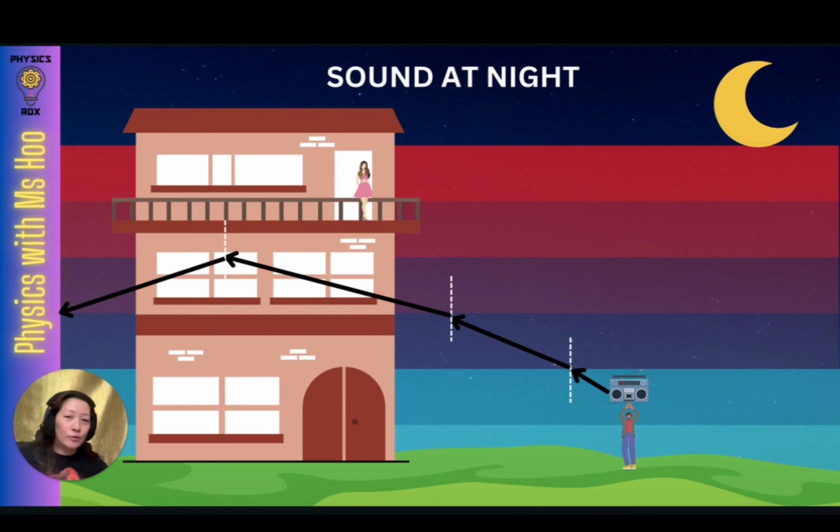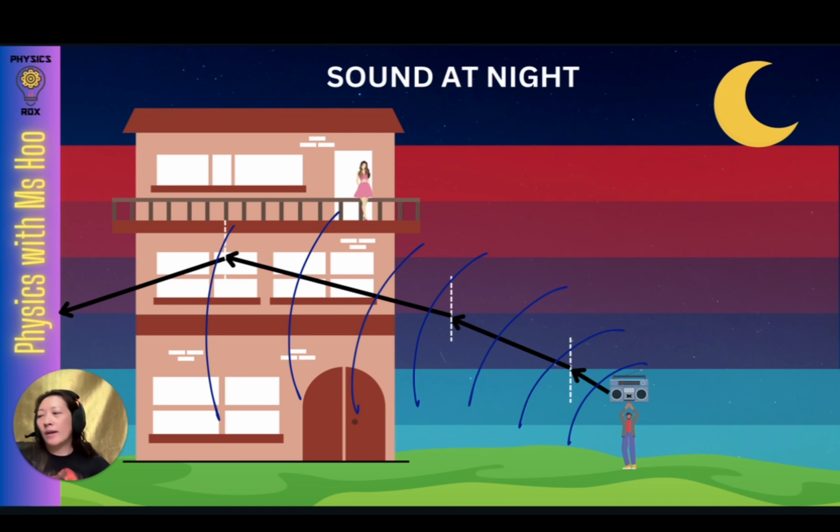And yes, we do know that sound is omnidirectional, but because of the way the sound waves are behaving, you're going to find that the sound wave ends up curving downwards. So it's going to be very difficult for the young lady to hear the music that her boyfriend is playing from this boombox. So if you ever want to recreate this iconic scene from the movie, Say Anything, if the person that you're targeting is on a higher floor, then you've got to do this in the daytime, not at night.